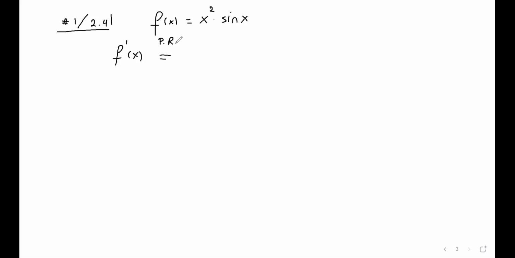So I'm going to say PR for the product rule. I'm going to say what that is. So x squared prime times sine x plus x squared times sine x prime, right? That's what the product rule says. The two functions are this one and this one, the ones that are underlined.